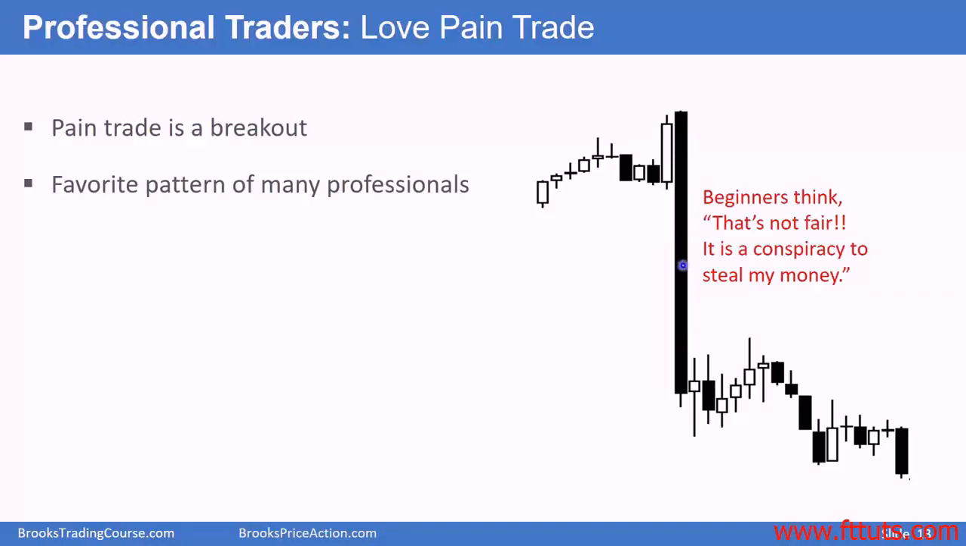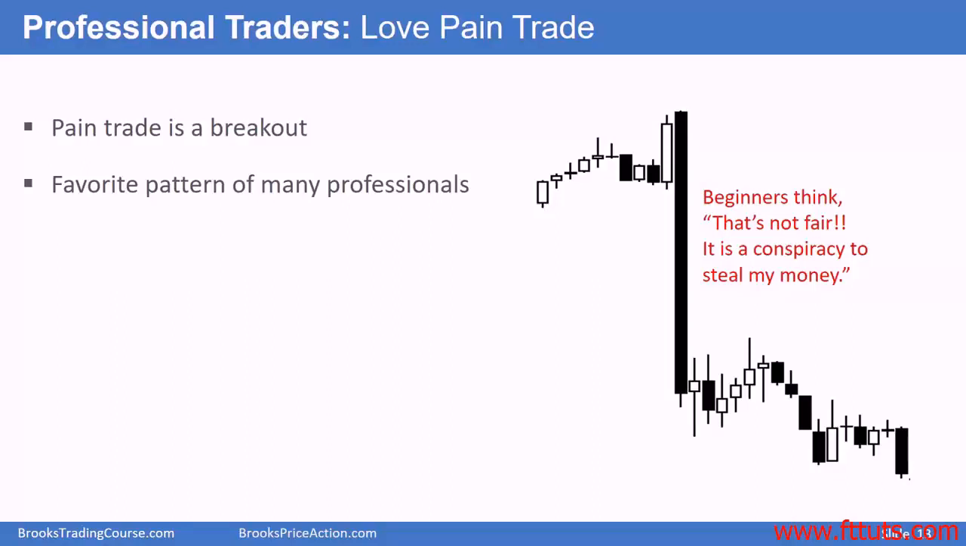They keep hoping that it's going to stop here. They keep relying on hope instead of objectivity, looking at this saying, we're going down, I got to get out. And a lot of times beginners will think it's a conspiracy. It's not fair. The institutions are conspiring with one another to steal my money.